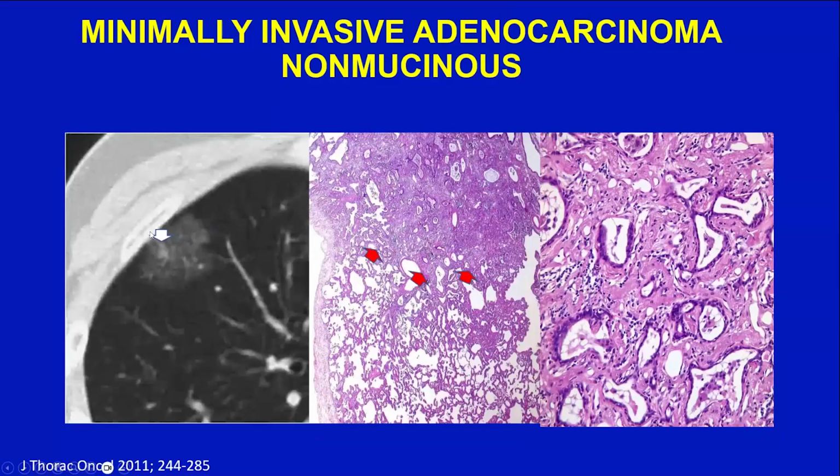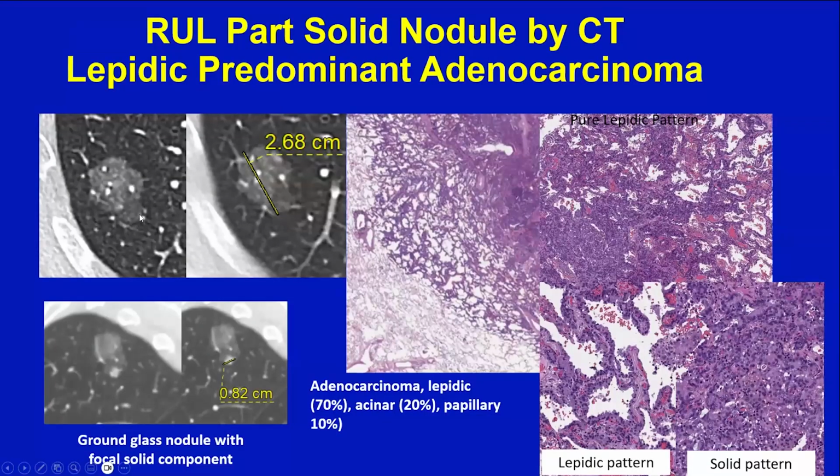In contrast, this is minimally invasive adenocarcinoma. It's a ground glass predominant lesion by CT, has a solid component in the center. And here you see the lipidic component on the bottom and the acinar component on the top and over here on the right. This is a lipidic predominant adenocarcinoma by CT. It's almost entirely ground glass, but then as you scroll through the lesion, there's this solid area that measured 0.8 cm by CT. And here by histology at low power, you can see it's lipidic predominant, but then there's this solid area, which on higher view clearly shows an invasive component.